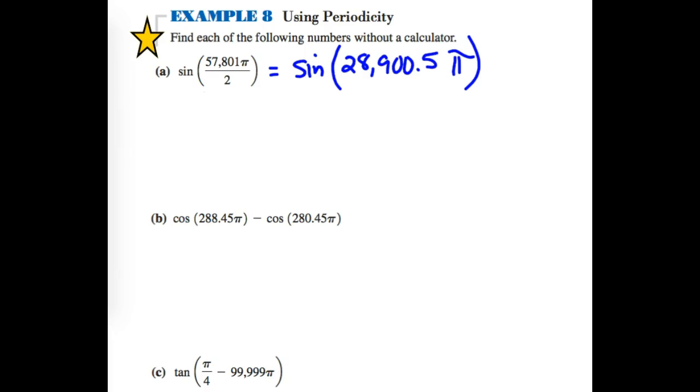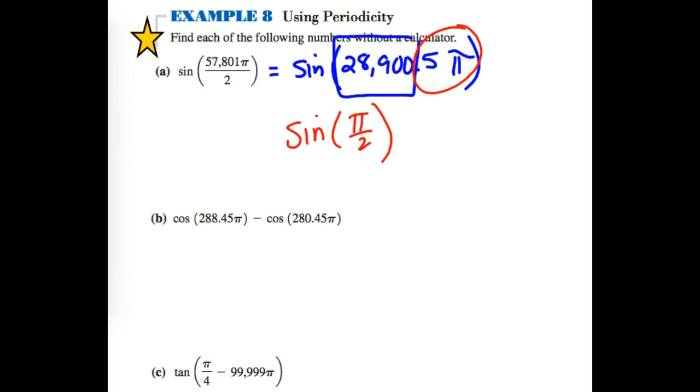1 rotation is the same as 2 pi. So let's divide that by 2 pi. This is divisible by 2 pi, right? Or by 2. We still have the pi on the end. So would that 28,900 represent complete rotations? Yes? So that just means we're going to spin a lot of times, but we're still going to end up with the half pi as the leftover little piece. Does that make sense? So the sine of this whole thing is really the same as the sine of 1/2 pi.